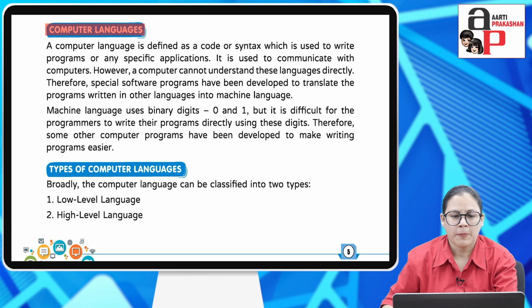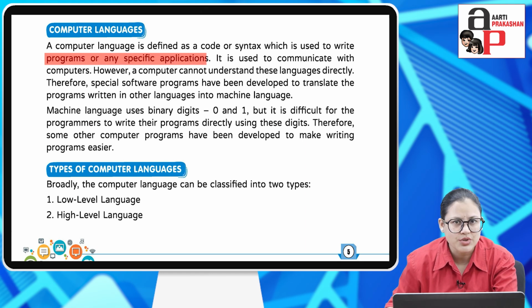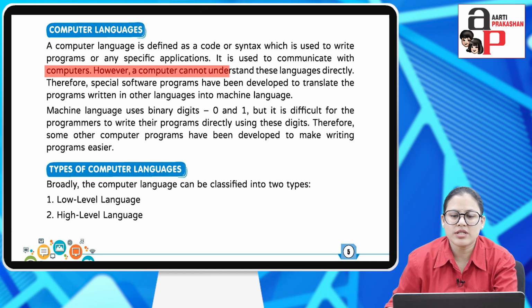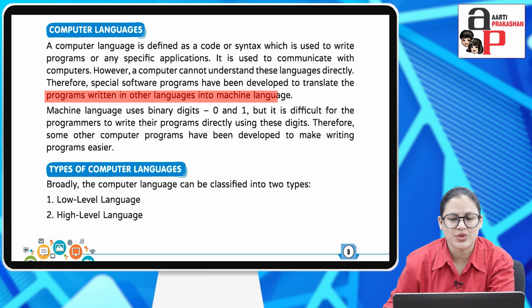A computer language is defined as a code or syntax which is used to write programs or any specific applications. It is used to communicate with computers. However, a computer cannot understand these languages directly. Therefore, special software programs have been developed to translate the programs written in other languages into machine language.